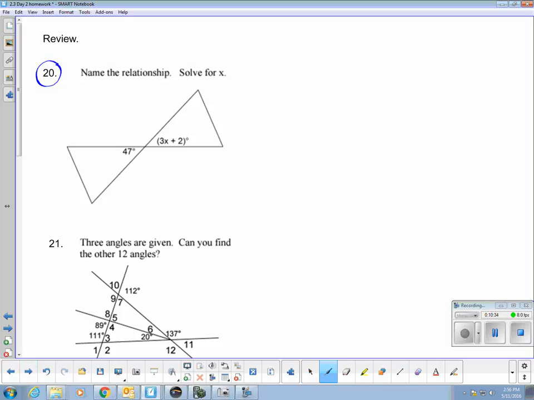The relationship between these two angles is that they are vertical angles. And vertical angles are congruent to each other and are equal in measure. Therefore, I'm going to say that 47 degrees is equal to 3x plus 2.